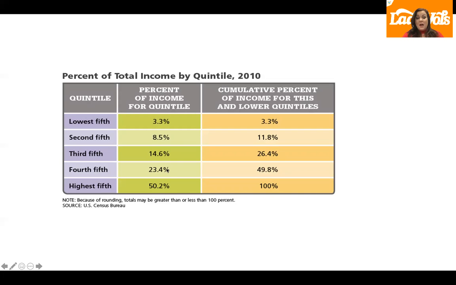And if I look at the top 40%, so that's the fourth and fifth quintiles, they are earning more than 70%. Where do I get that? Well, what's 50.2 plus 23.4? That's 73.6. So they are earning more than 70% of our nation's income. And that should be good.